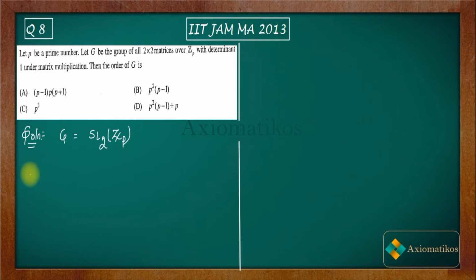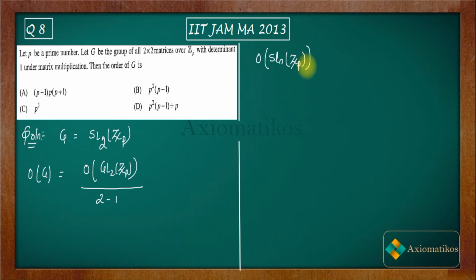So the order of G is actually given by the order of GL_2(Z_P). I am writing 2 here, this also works for n. So I should write the generalized formula here: the order of SL_n(Z_P), the special linear group, is given by the order of the general linear group, divided by P minus 1.